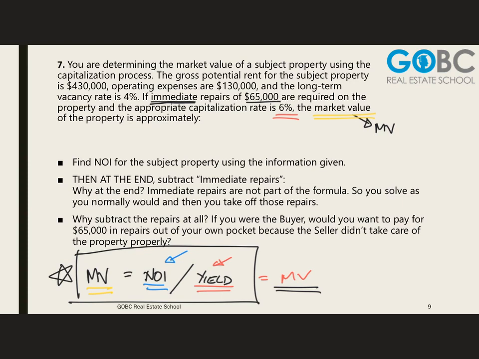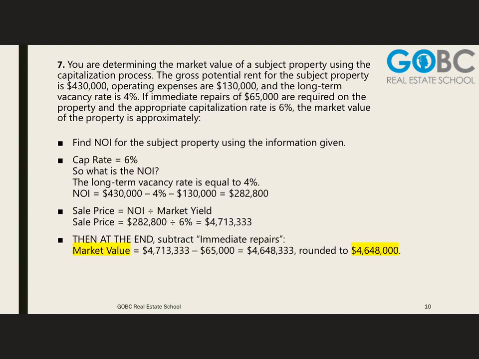So we want to subtract that off and not put that as part of the purchase price. Okay, so we use our cap rate that is given in the question. We find our NOI, and we use both of those in our sale price formula in order to find our sale price. So the NOI is your gross potential rent of $430,000 minus the 4% vacancy minus the $130,000 in expenses.